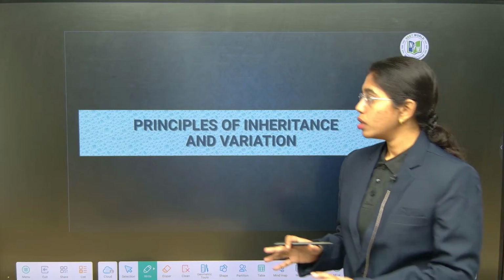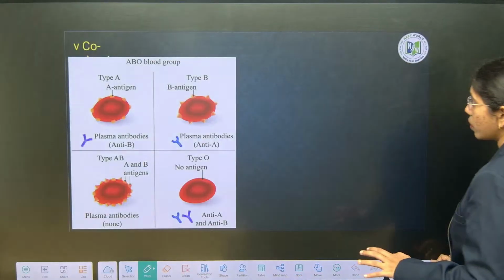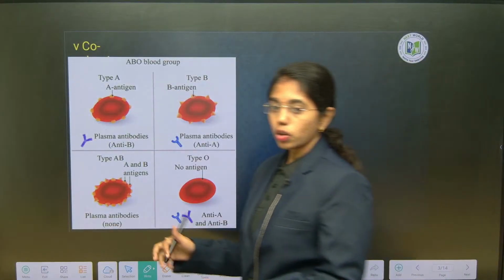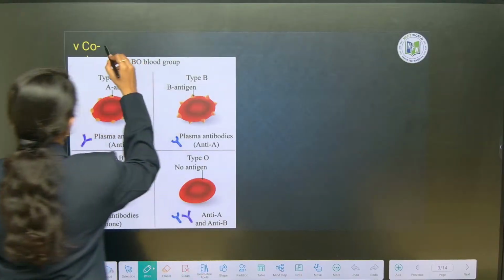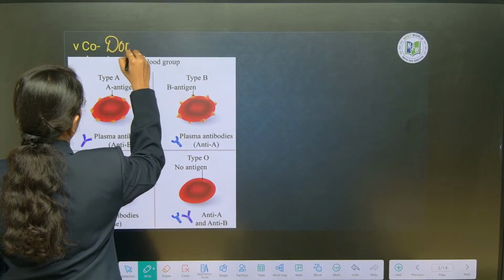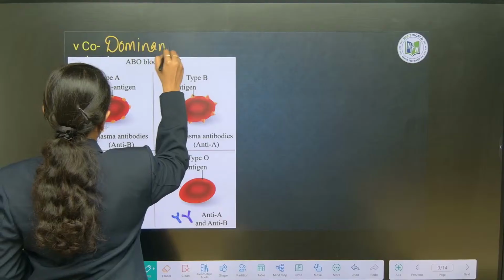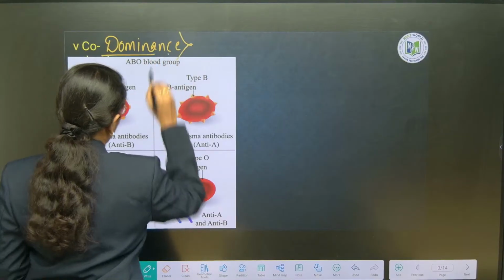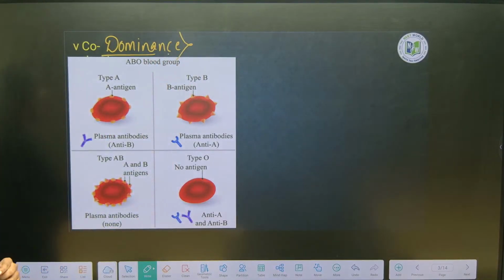Fine, right? So, now if we see codominance. In codominance, the best example we can take is ABO blood grouping. Firstly, you have to be clear on the note of what is codominance.